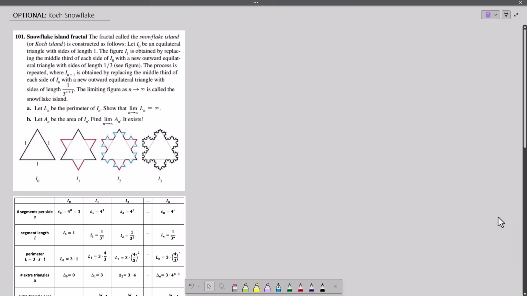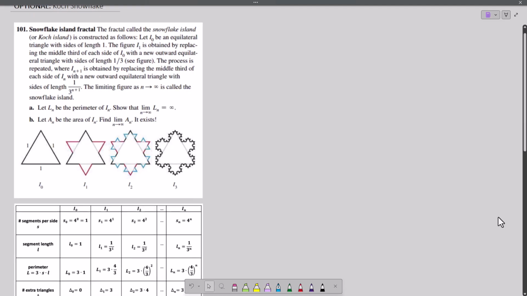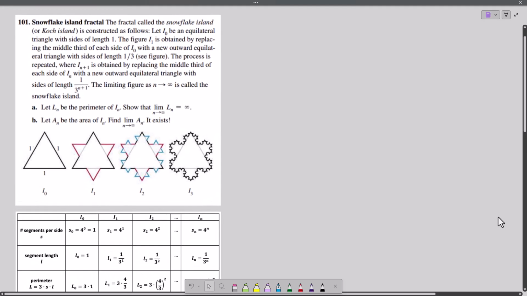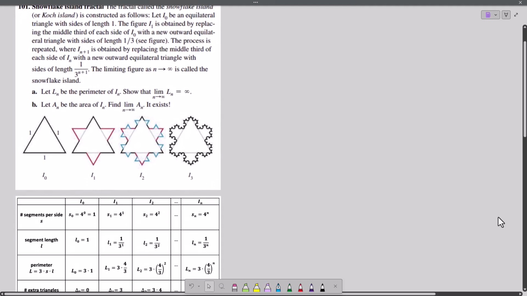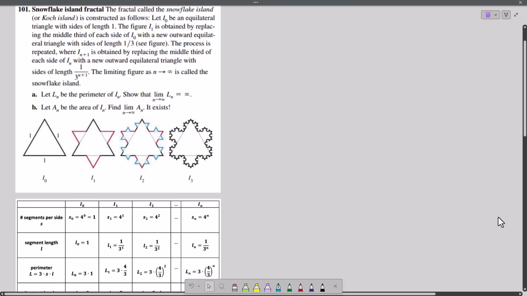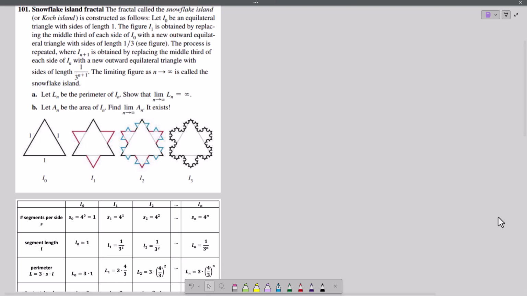All right, so Koch snowflake. We're not going to have a problem in the homework about this, but this is probably one of the first examples of a fractal you'll see. And it's one of these interesting, as you go on in calculus, you start to encounter these shapes, these objects that have interesting properties that can seem a little bit mind-blowing.